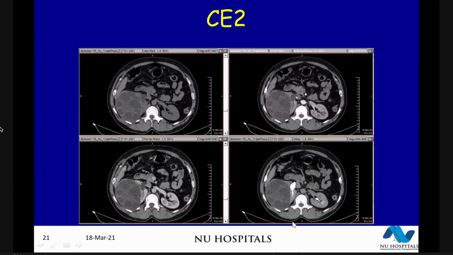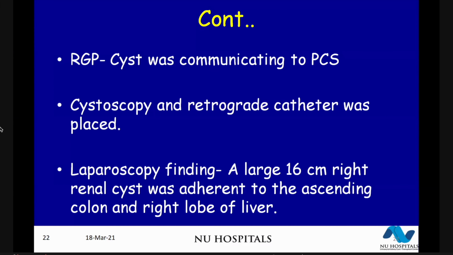So in this CT and delayed images, we could see there was no communication between the cyst and the pelvicalyceal system, but we still planned for an RGP since the ureter was very much kinked, and to avoid ureteral injury during intervention. While doing the RGP, we noticed there was a communication of the pelvicalyceal system with the cyst, especially the lower pole calyx. The contrast was dissipating into the cyst. Then we put in a 6 French ureteric catheter as a retrograde catheter.